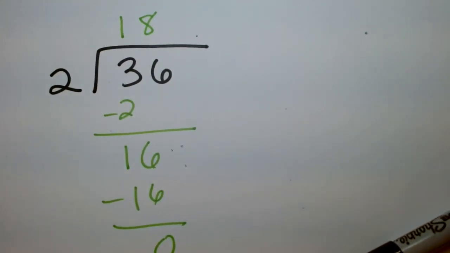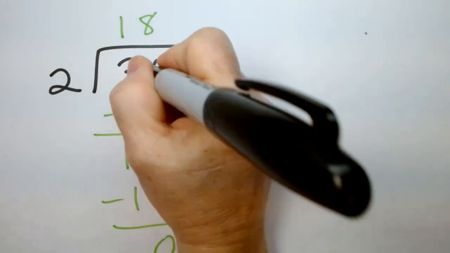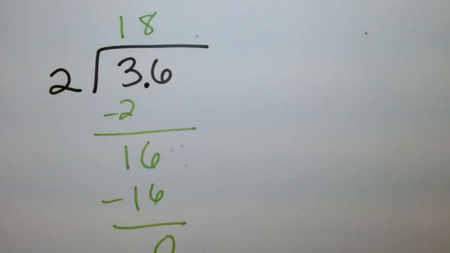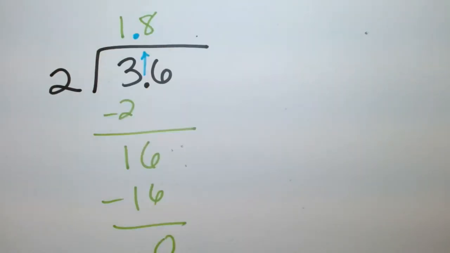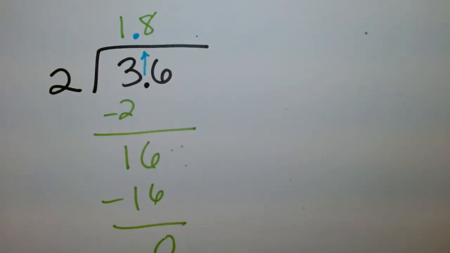Okay. What if this is 3.6 divided by 2? What happens now? How does my problem change? The only thing that changes is you push the decimal point up. And that's it. It's the same thing. There's no difference.